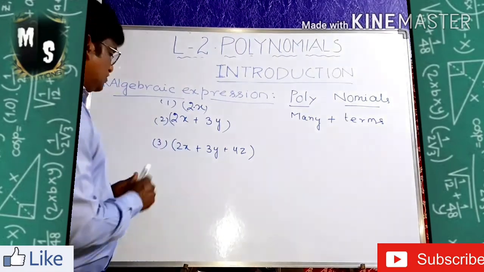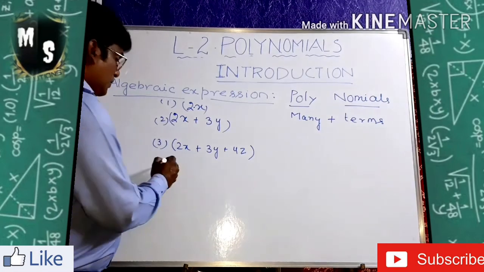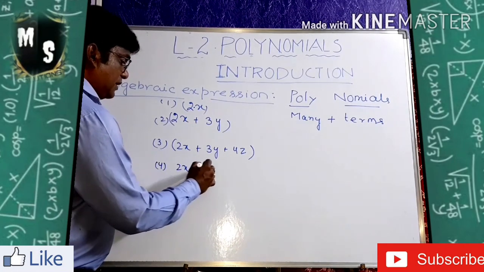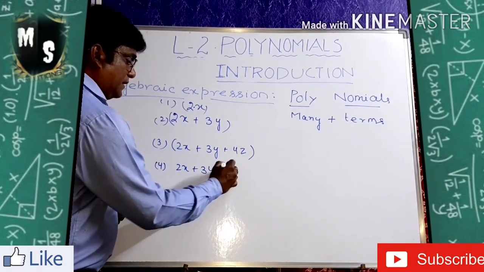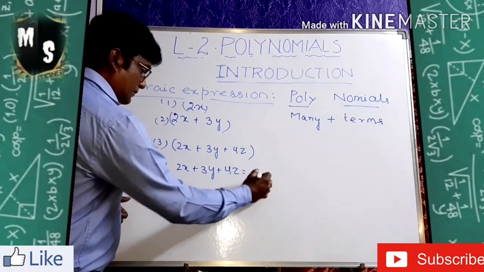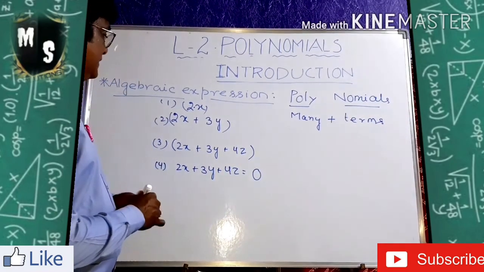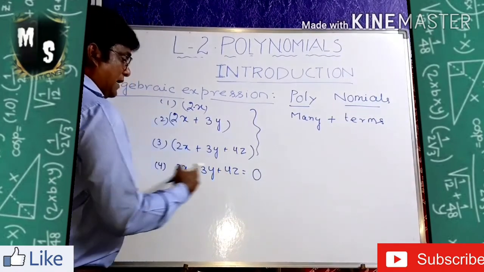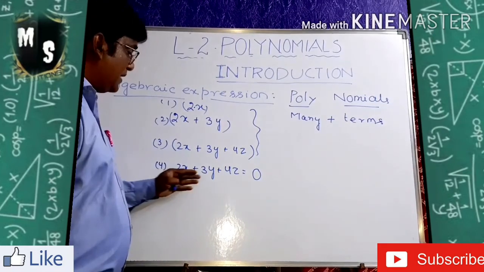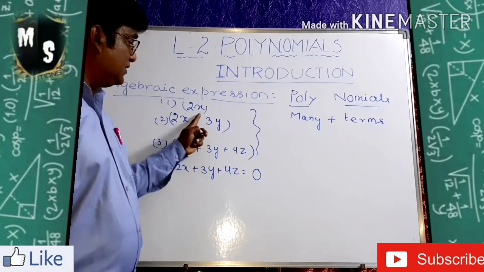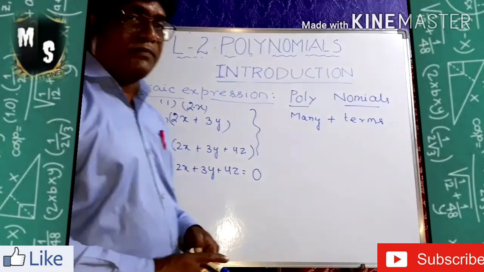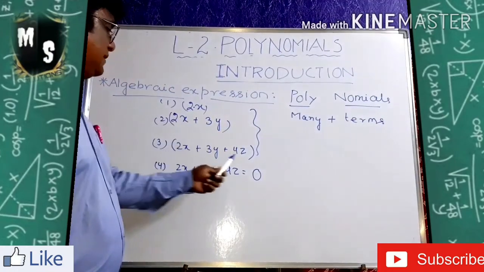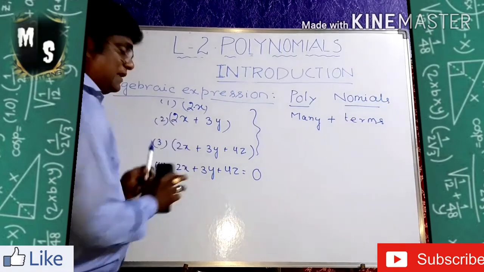Now I am going to give you the fourth example. I am writing here 2x plus 3y plus 4z is equal to 0. See, these three expressions have no LHS and RHS. There is no left hand side and right hand side. They are written only like that.